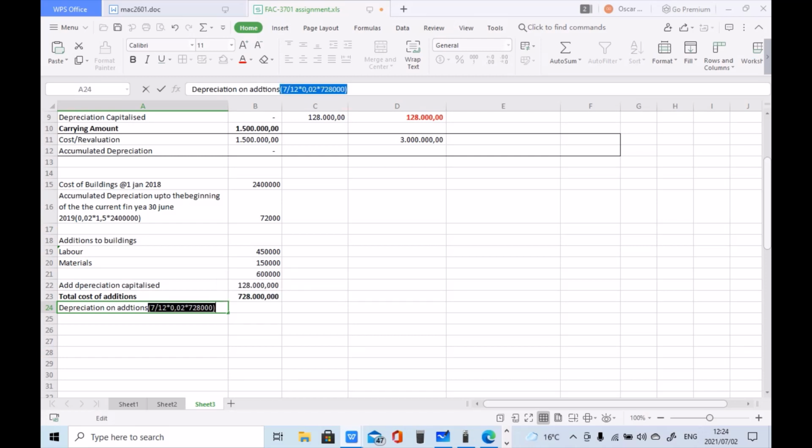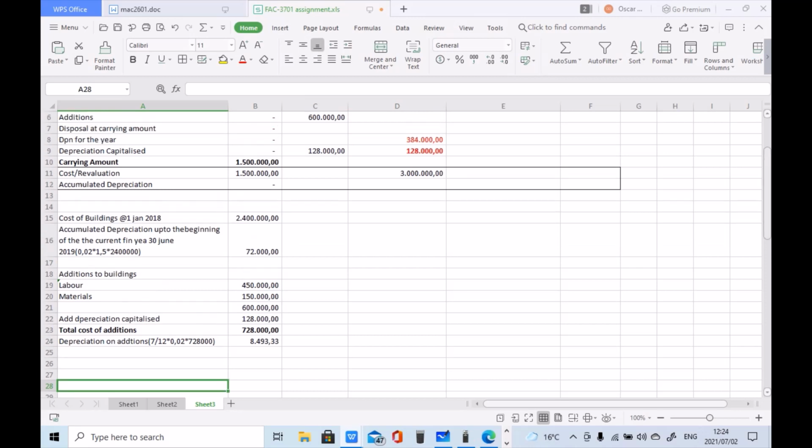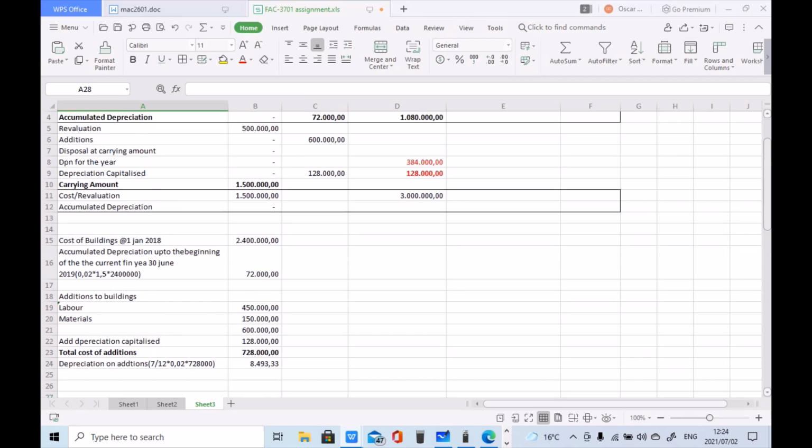So that will give you 8,493. So that's your depreciation on additions. I'm just going to remove the zeros there to make it look nice. Okay, so that's your depreciation on additions given there. And then you still need to calculate depreciation for the year on the other buildings.